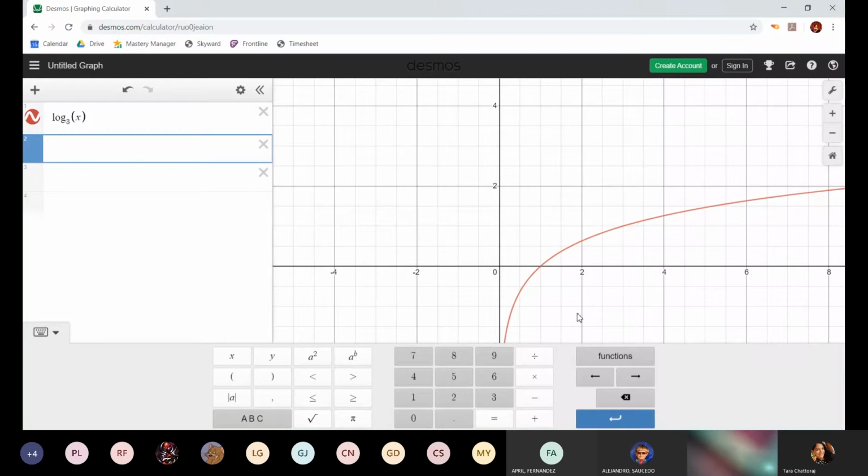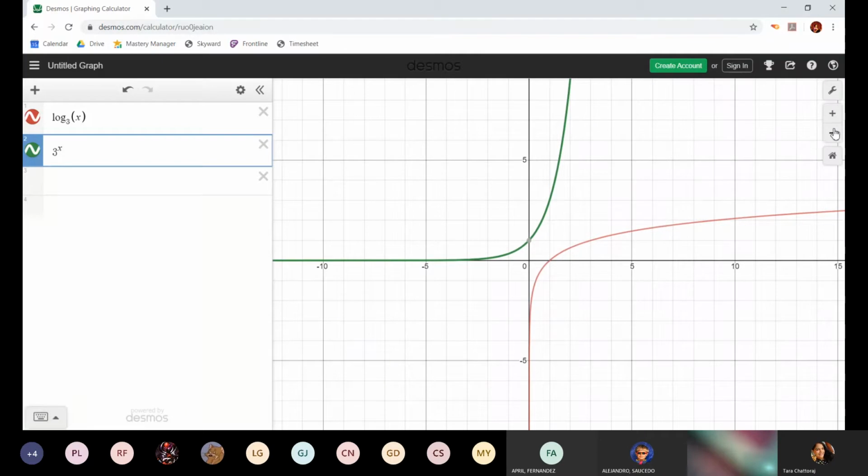We're going to graph that, and we're also going to graph the exponent, so 3 to the power x. Hopefully y'all are able to figure out how to graph that.